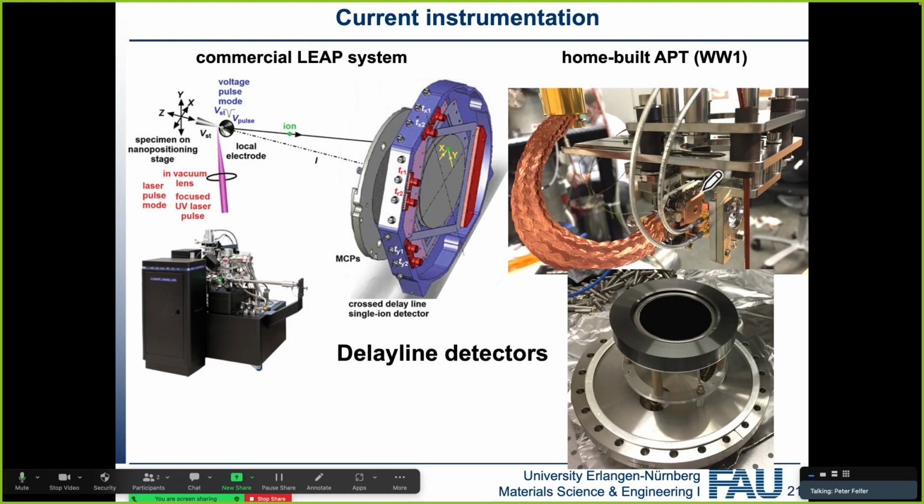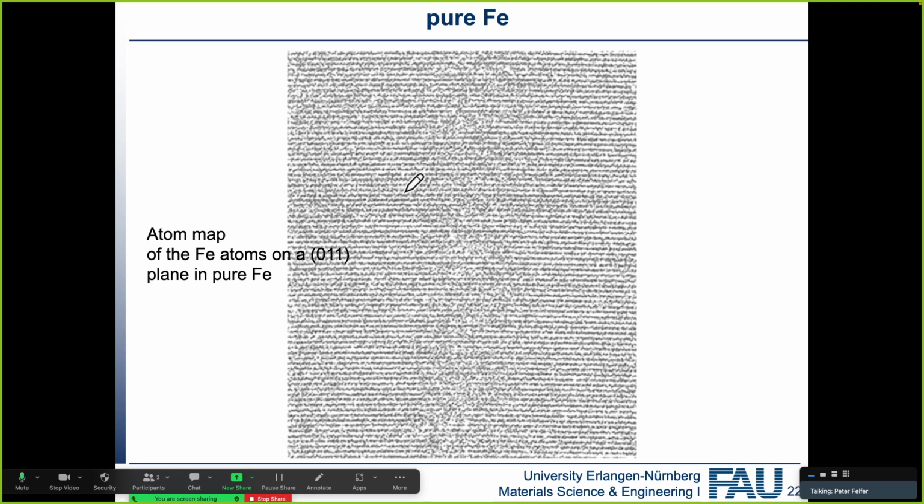Okay, this is what the systems actually look like. I can show you downstairs. This is a delay line detector. This is one that we use. This is a stage that we've built. This is a commercial system, and there we only have sketches because they don't give you photos. For our own systems, we can look at the photos.